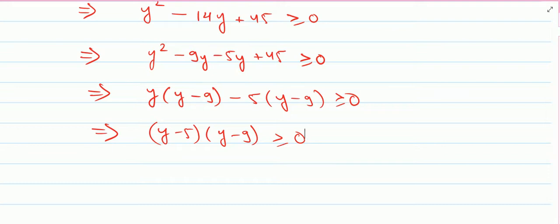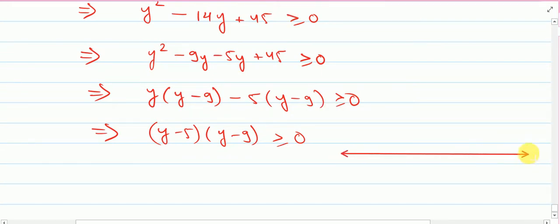Now we will draw the number line. This is the number line. Now this is 5 and this is 9. So because of 5 and 9 we are getting 3 intervals. Zero will be in this interval. This is plus infinity. This is minus infinity.